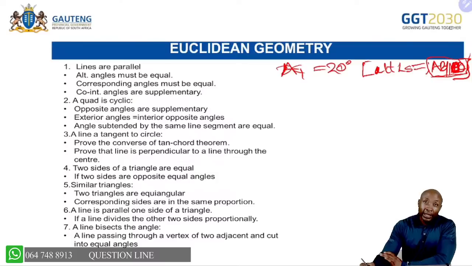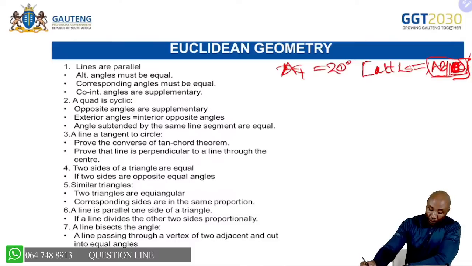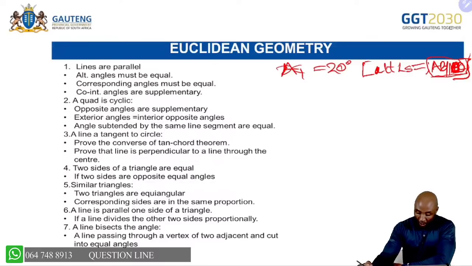We have our tangents. We know that a tangent is perpendicular to the radius, or tangents drawn from a common point are equal in distance. And we know that if two sides of a triangle are equal, then the interior opposite angles are also equal in size. We also have our similar triangles, and we know that similar triangles are equiangular, meaning the order in which we name our sides and angles should be the same in the given two triangles. The sides must be in proportion and the angles should be equal.